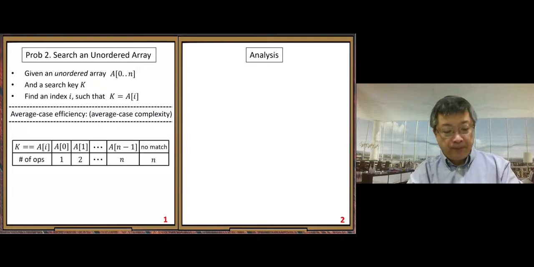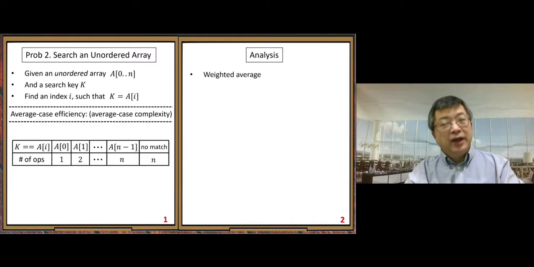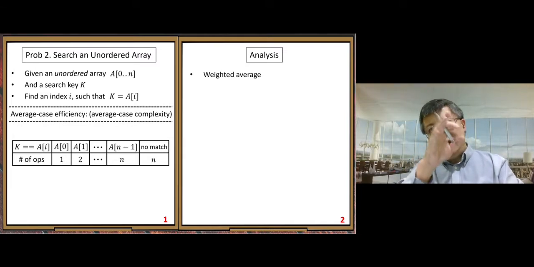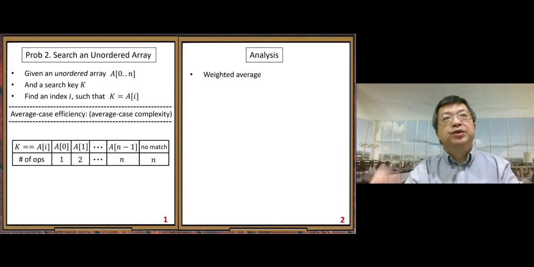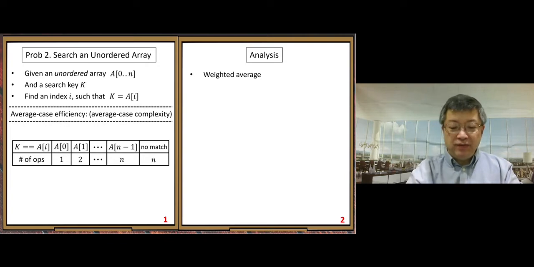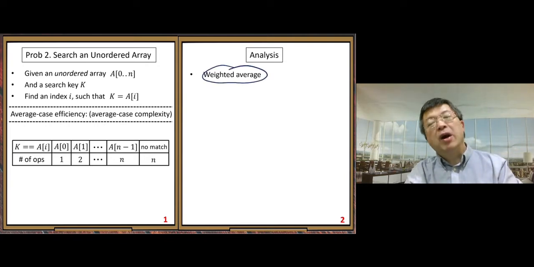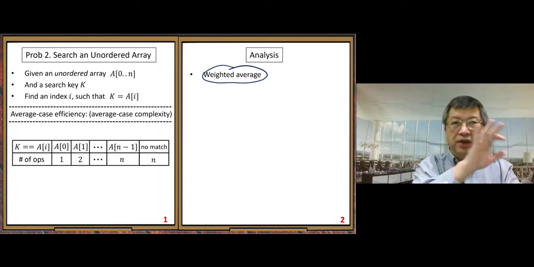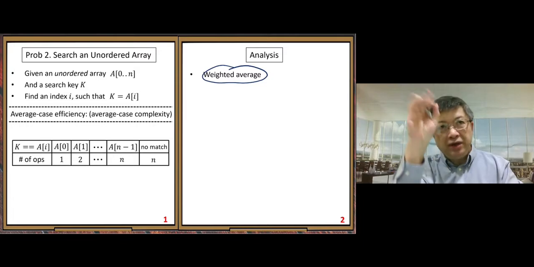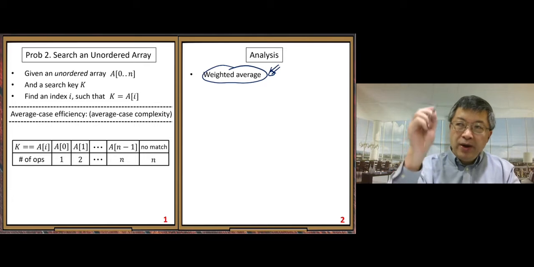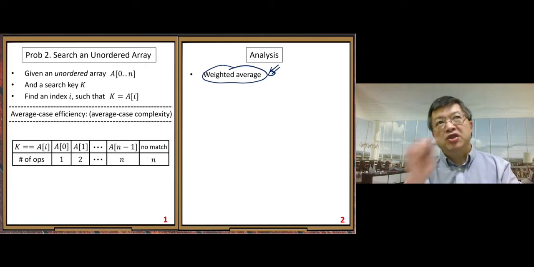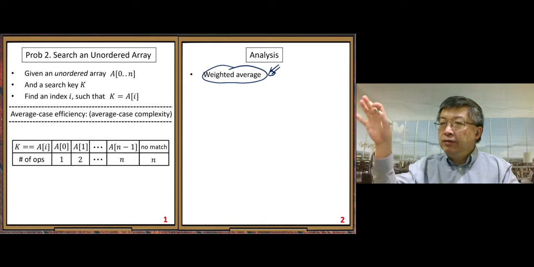All right, so remember our assumption, that P, P and 1 minus P. So we start from there. The average, we will do weighted average. Because when we talk about average, there are many different meanings under different situations. And here, we use weighted average. So we need to consider weights for different cases.